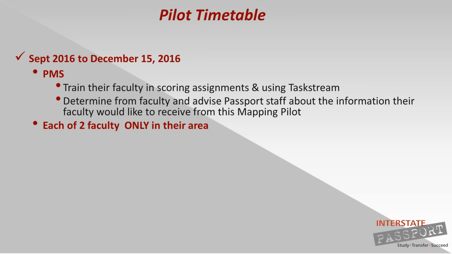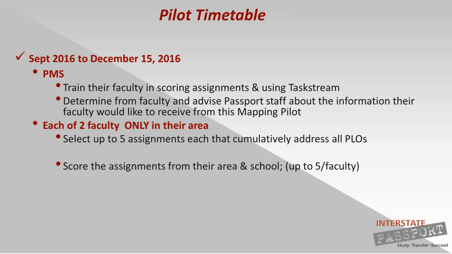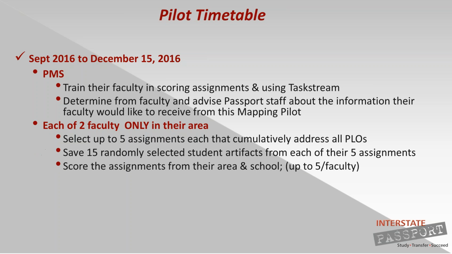So we're asking for feedback from the faculty through the mapping specialist on the information that the faculty would like to receive. During this fall term, each of 2 faculty only in their area are going to select 5 assignments that cumulatively address all PLOs, up to 5 assignments. They're going to score the assignments from their area and school, and this means up to 5 per faculty. And they're going to save 15 randomly selected student artifacts from each of their 5 assignments. So again, select 5 assignments, save 15 randomly selected artifacts from each of their 5 assignments, and score the assignments for their area and school.